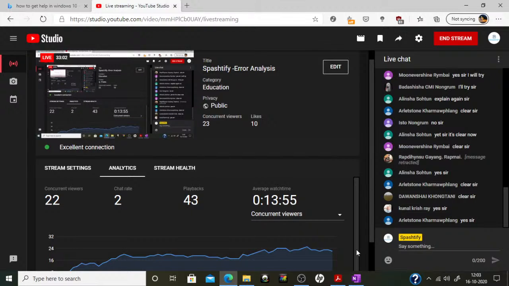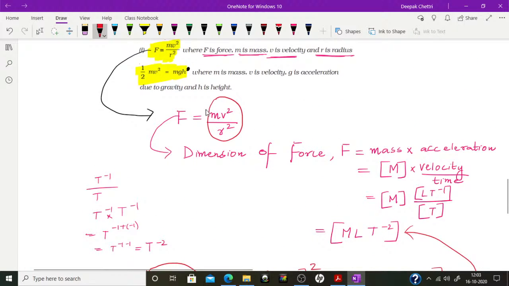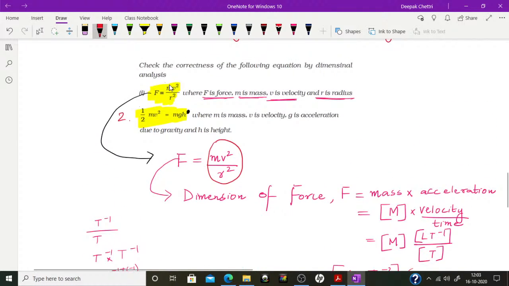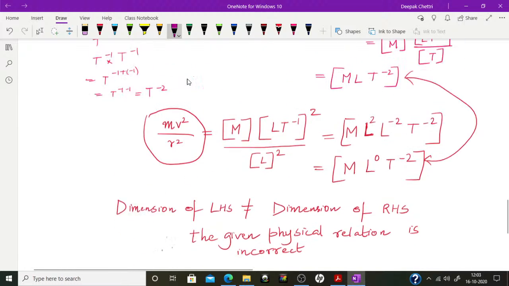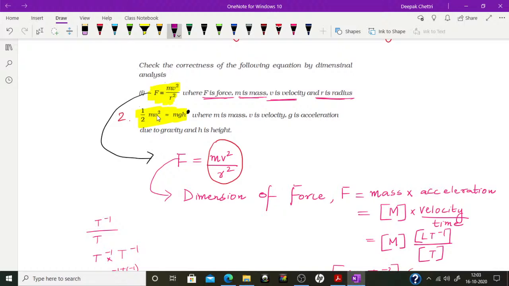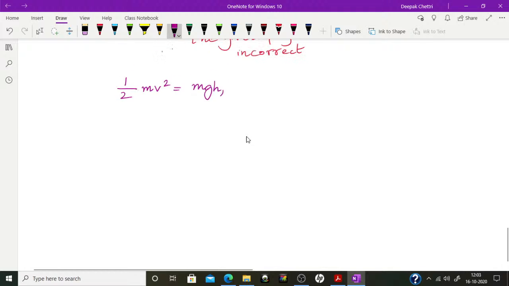Okay. So that is incorrect, right? Let us do the number 2. This is number 2. Half mv square is equal to mgh. Half mv square is equal to mgh. We have to verify whether this is correct or not. Let us see what is the meaning of each term. So m is mass, v is velocity, g is the acceleration due to gravity, and h is the height, right?